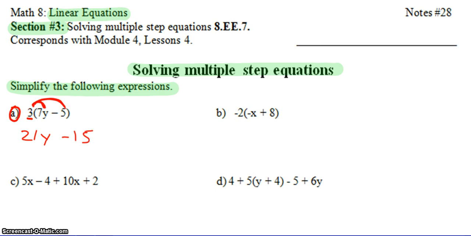Now, hopefully you did not try to subtract these, because you cannot subtract 21y and negative 15. Those are unlike terms. In order to add or subtract these, they have to have the exact same letter or no letter at all. So therefore, you cannot do anything more than just leave it like this. This would be simplified all the way.